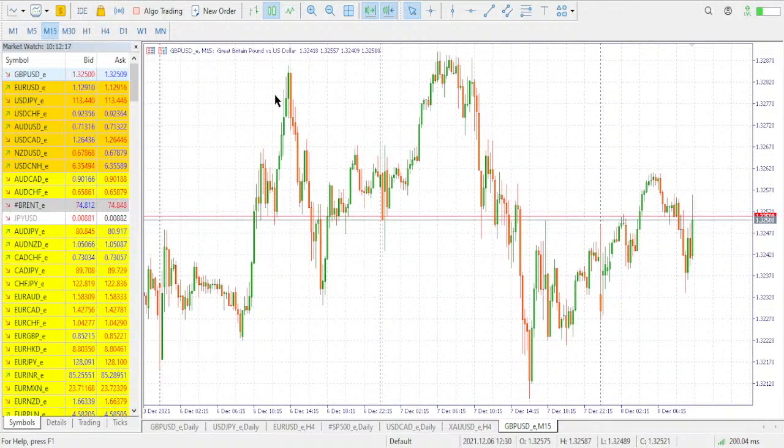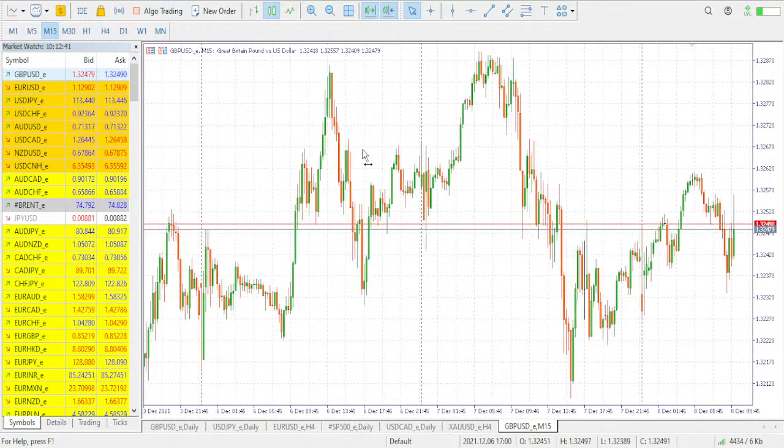There are several strategies which I'm going to look at, so you just need to get the one which works best for you. The first one is to monitor the previous day's highest high and lowest low. Draw a line along the previous day's highest high and the previous day's lowest low.